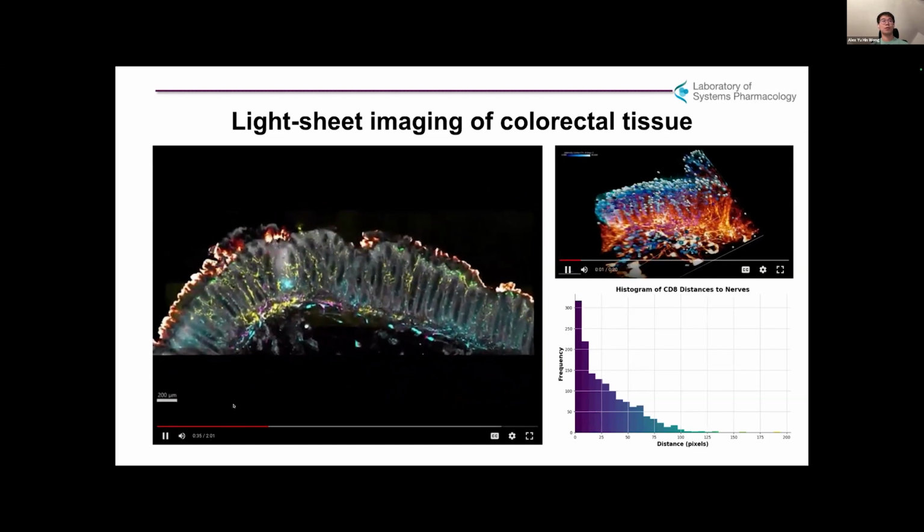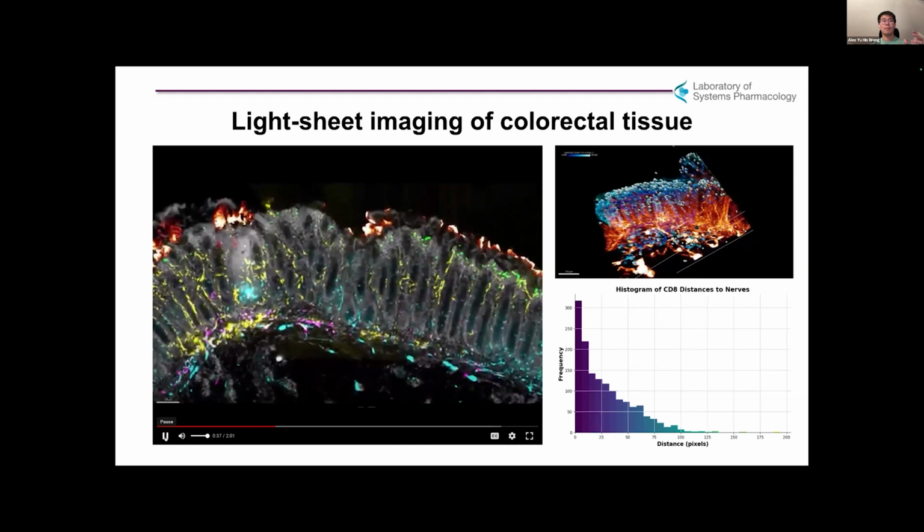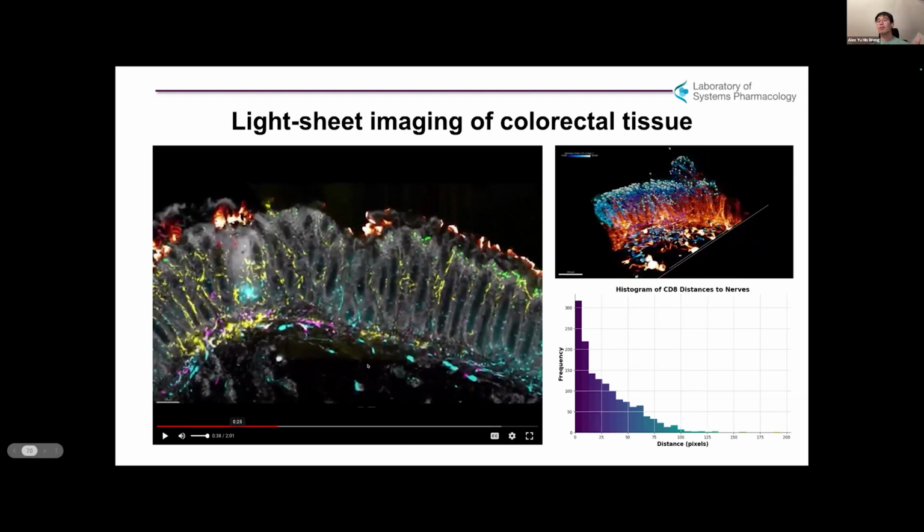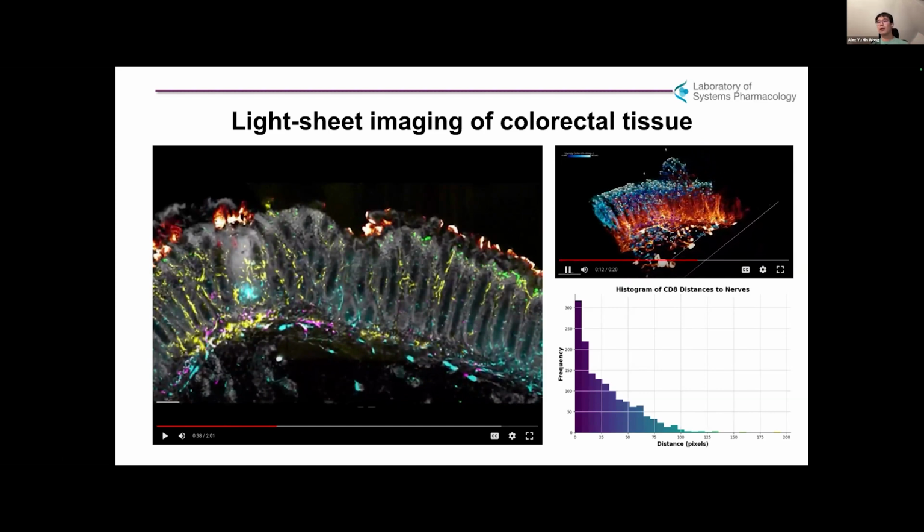But also we want to enumerate all of the cytotoxic T cells and how they're interacting with all of these nerves. And so this is just a small 3D model of the calculations. You can see a lot of these cells are actually quite close to these nerves, and we actually see them physically interacting.